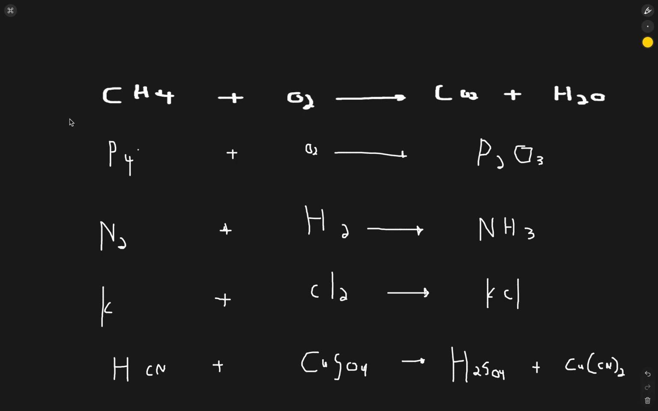So let's get started. First up, we have a combustion reaction, and these are always the easiest ones. Just remember the acronym CHO. First you balance out your carbons. You have one carbon on the left, one carbon on the right, so we're good. Then you balance out your H's. You have four H's on the left and two on the right. So we have to multiply this by 2.